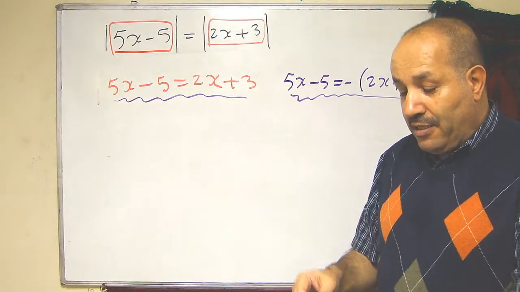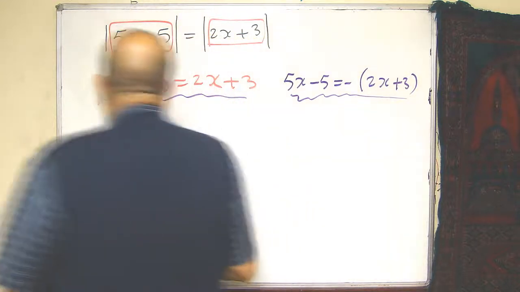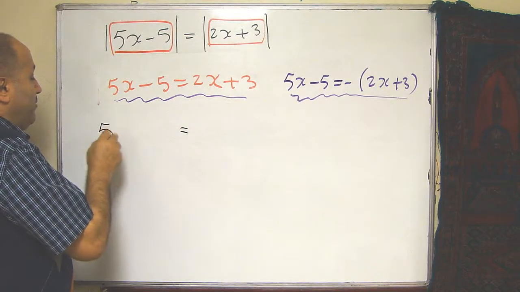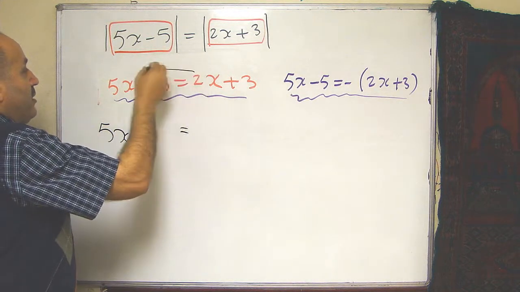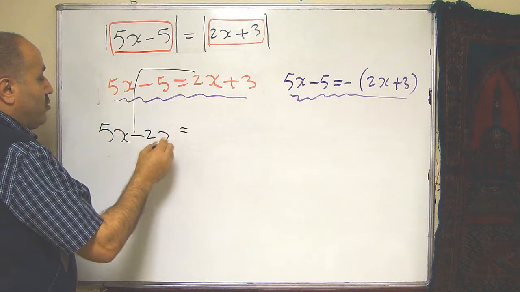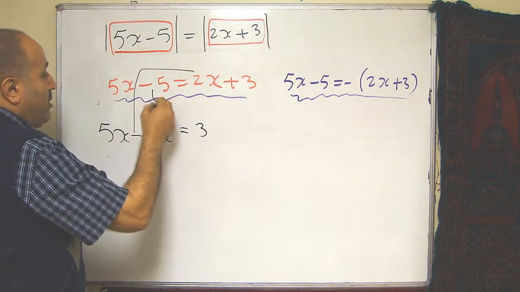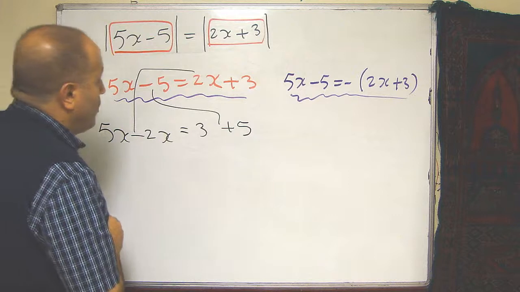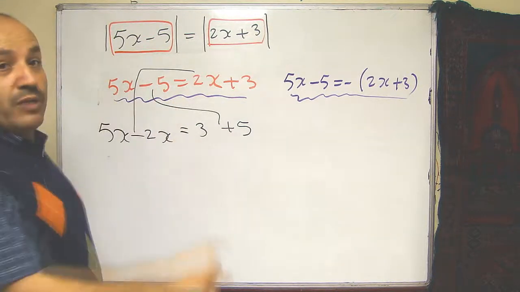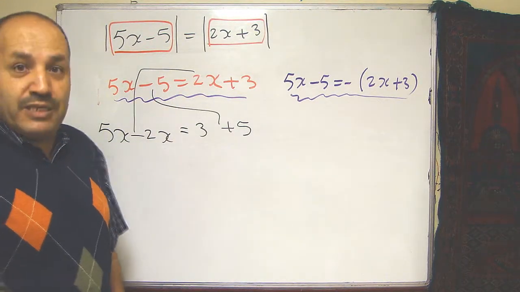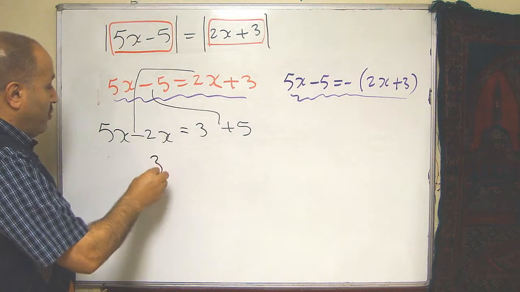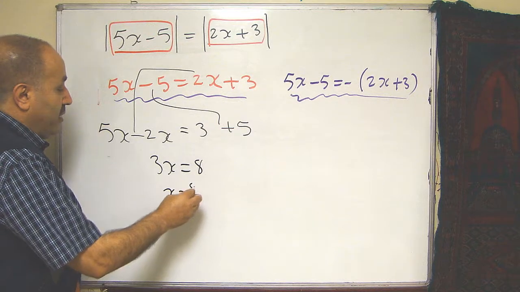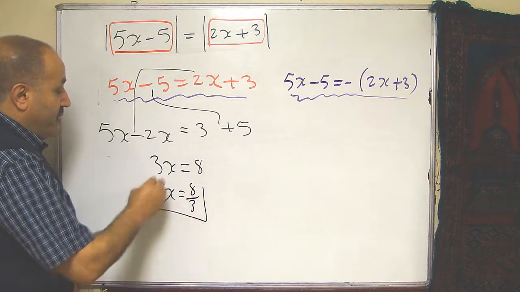For the first case, I will have to move the unknowns to one side. This is what I'm going to write: 5x minus 2x equals 3 plus 5. When you move one term from one side to the other side, you will have to change the sign. So we have here 3x equals 8, so x equals 8 thirds.